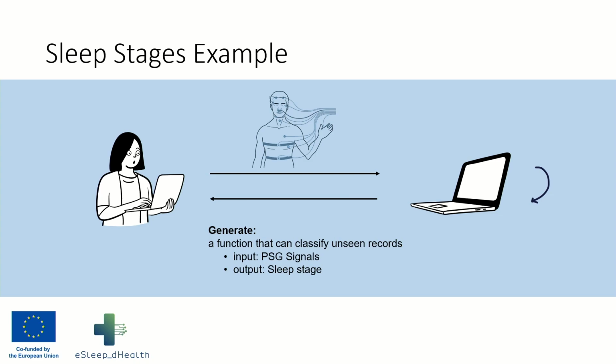Now we go back to comparing this to our formal definition. So the examples that we input into the model will be sequences of EEG. And what we get out of it will be a function that can classify EEG into a sleep stage. So the input are PSG signals and the output will be a sleep stage.